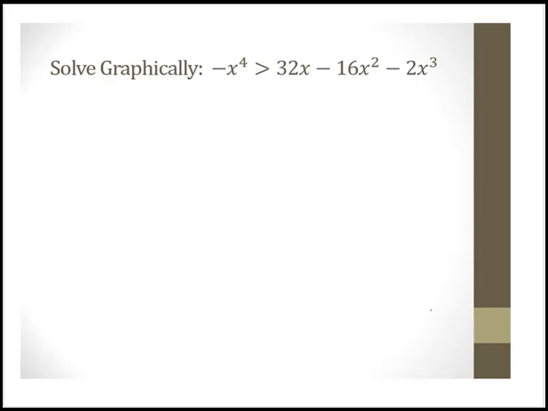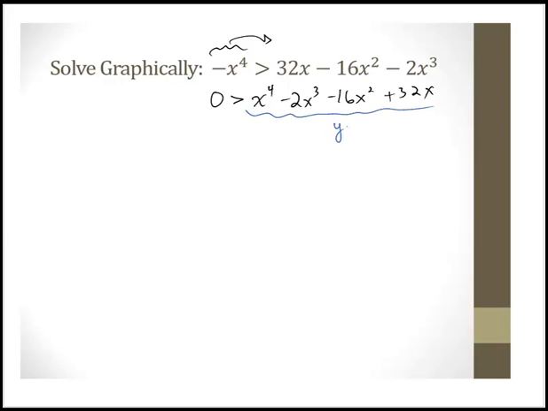Alright, here's another example. We're asked to solve graphically -x to the fourth is greater than 32x minus 16x squared minus 2x cubed. I want to get one side of this to 0, and it would be easiest to move this term over to the right. So I'm going to rewrite this as 0 is greater than x to the fourth, in descending order, minus 2x cubed minus 16x squared plus 32x. And so I'll graph this as my y equals, and again I'll compare it to 0.